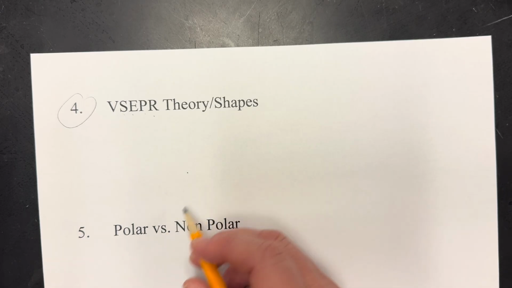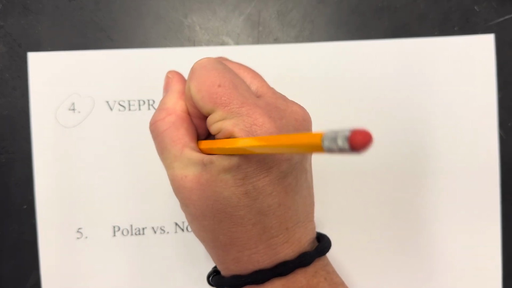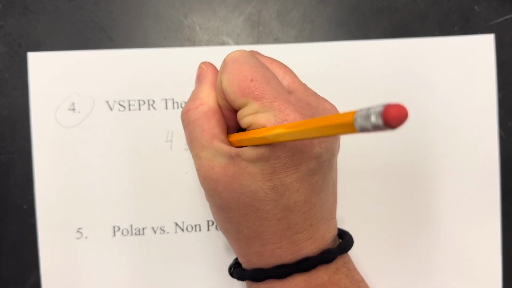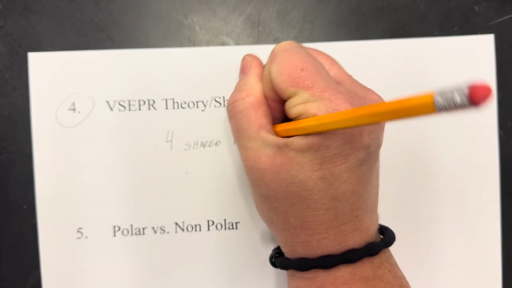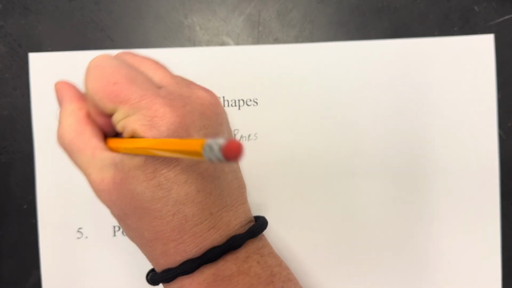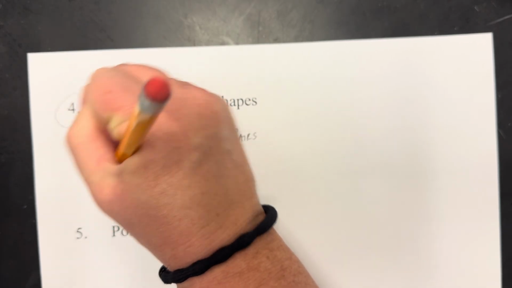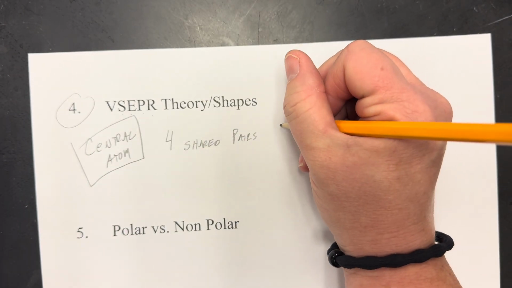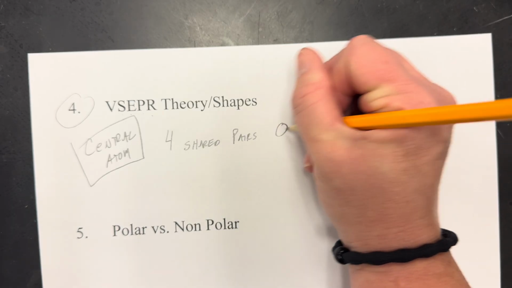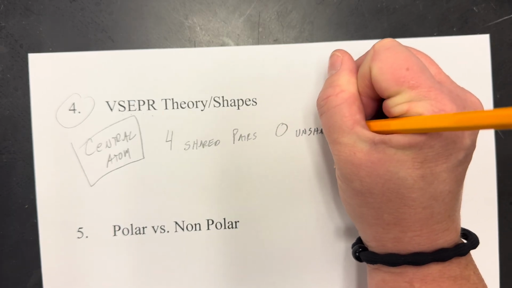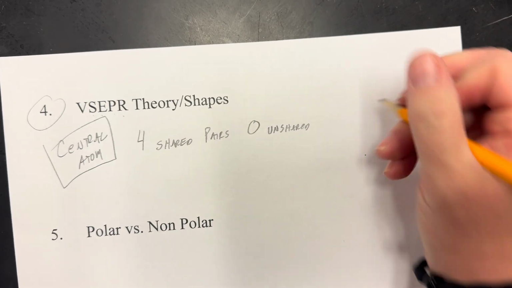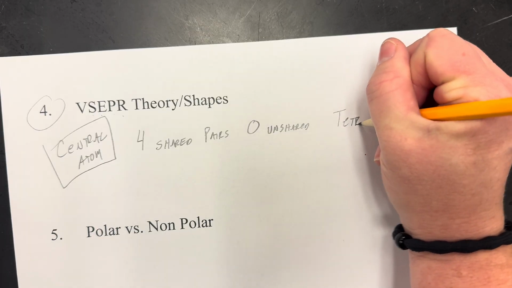If you find around the central atom that you have 4 what we call shared pairs, and again, this is around the central atom, if you have 4 shared pairs and 0 unshared, that is always going to be what we call a tetrahedral.